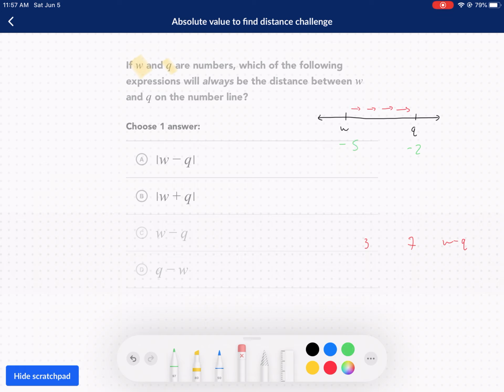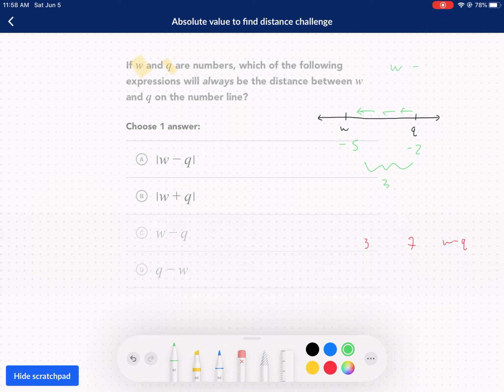So the distance between these two, we can count over. It doesn't matter which way we count. A distance is a positive value. We count over 3 places: negative 2 to negative 3 to negative 4 to negative 5. So this distance was 3. The red example was a distance of 4, and this is 3. But does the same rule apply?